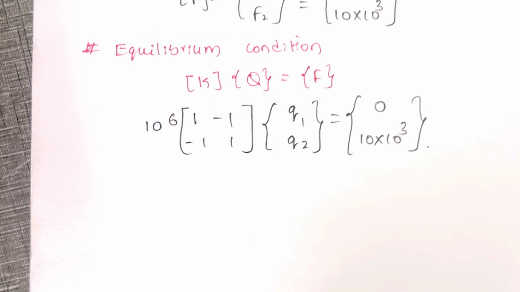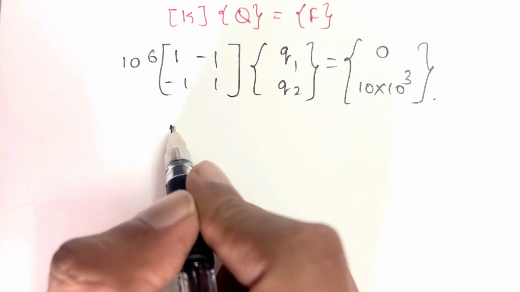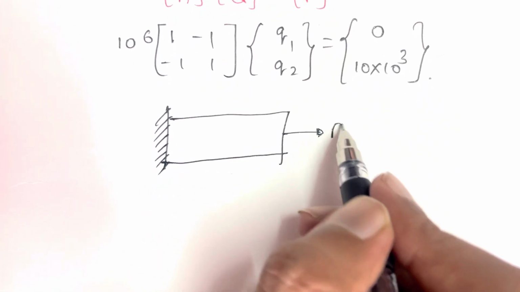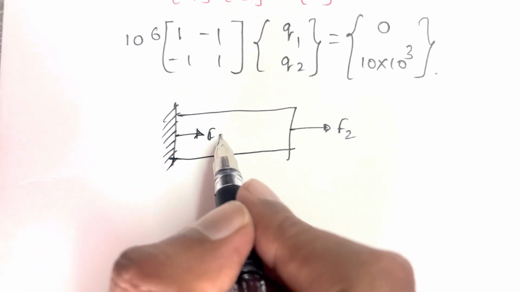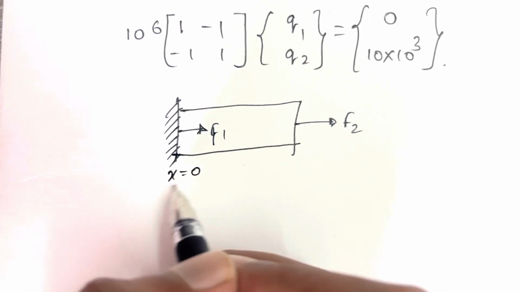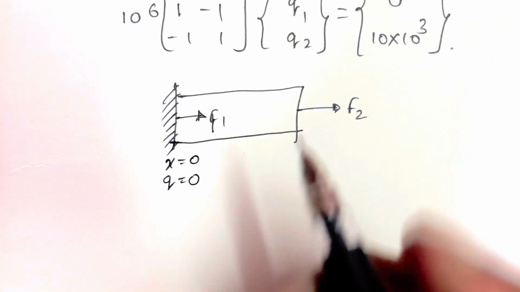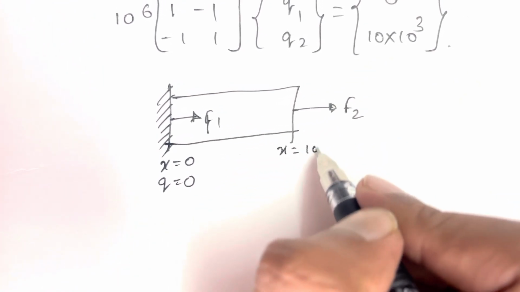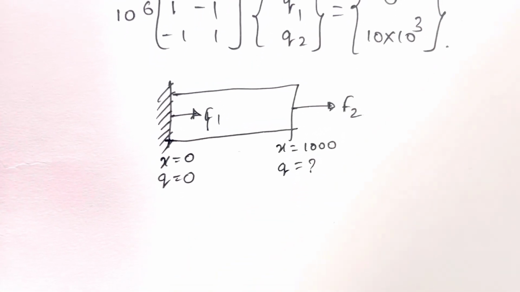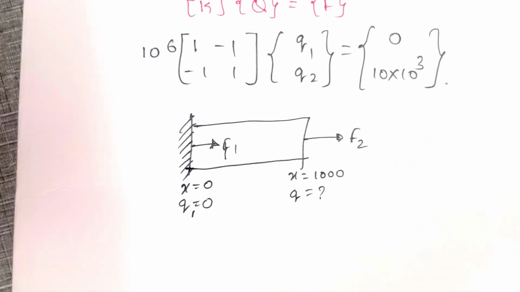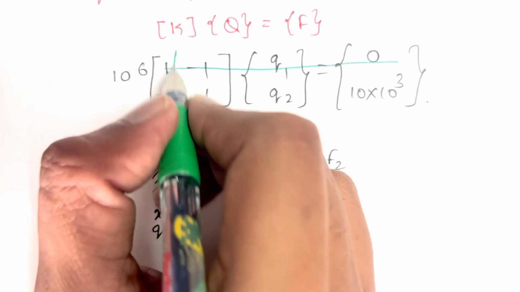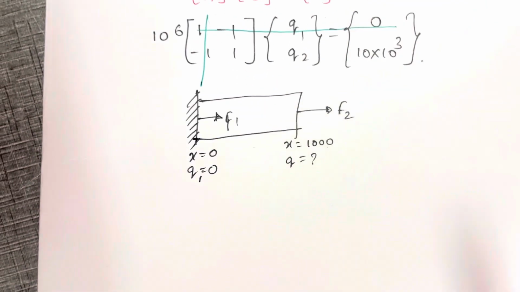Now we'll apply the boundary condition. As we have the body like this, here as force is 0, displacement will be 0. At x equal to 0 the displacement will be 0, and at x equal to 1000 the displacement will be question mark, that is what we have to calculate. Okay, so as Q1 is 0, we have to eliminate the first row, first column, as from the elimination method.